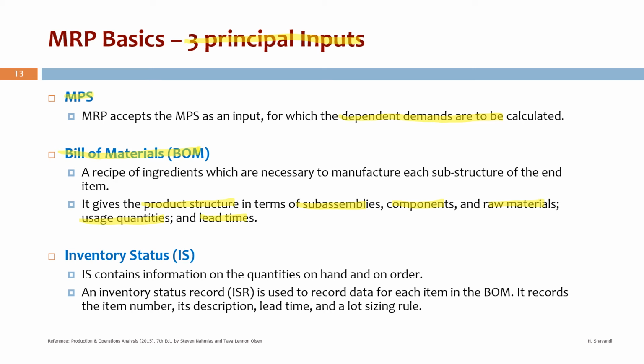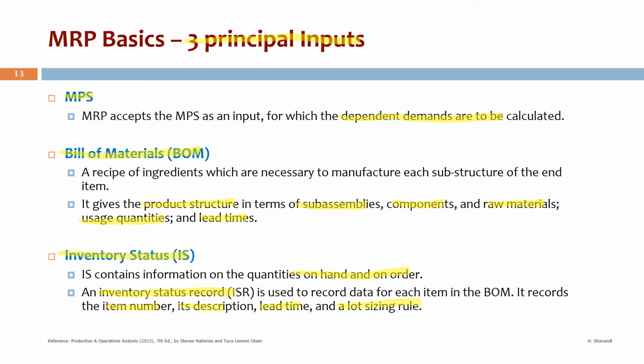Okay, and the third input here will be inventory status, or IS. So we need to know how many items of each part or each material we have on hand or on order. Here we'll have an inventory status record, ISR, and it will record the item number, description, lead time, and also a lot sizing rule.